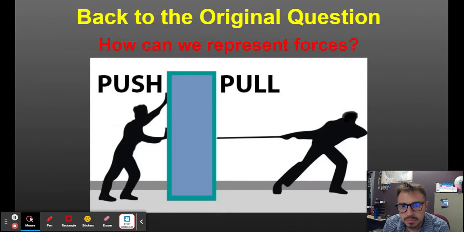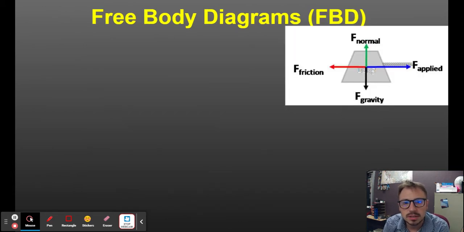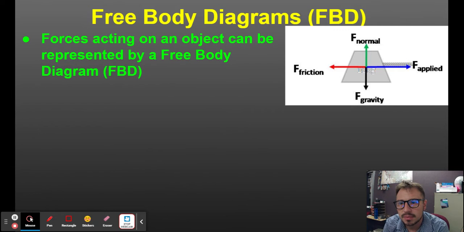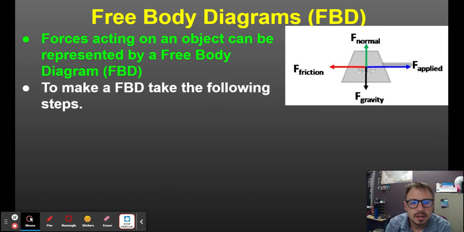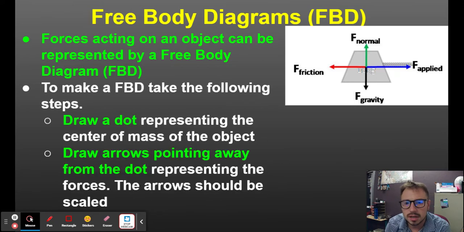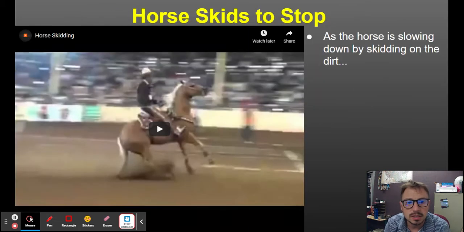All right, so how can we represent forces? Here is the free body diagram. Forces acting on an object can be represented by a free body diagram. Just draw a dot representing the center of mass of an object, draw arrows pointing away representing the forces, and then label the forces. That's what a free body diagram looks like over there. It's all the forces labeled on an object. So, let's get some examples.